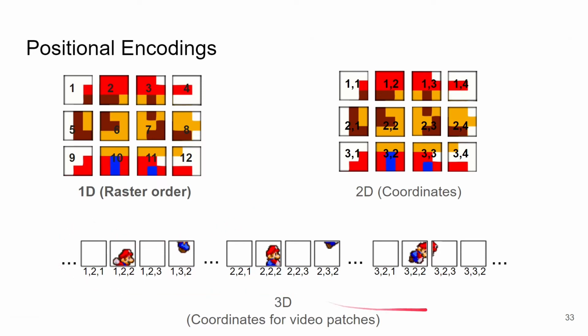The same goes for 3D, which could only be used in the case of video, where we are using patches as tokens. So this is the third frame, the second row, and the second column of that frame to indicate that this patch in particular has that position. But this is not very commonly used. Mostly we use just the raster order.